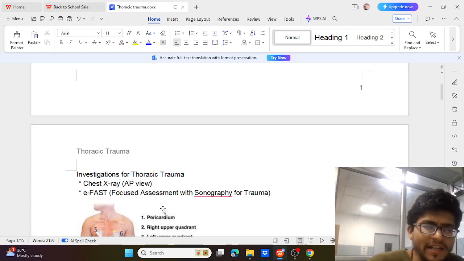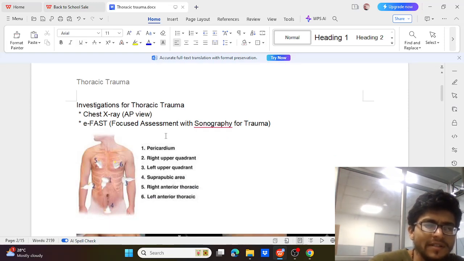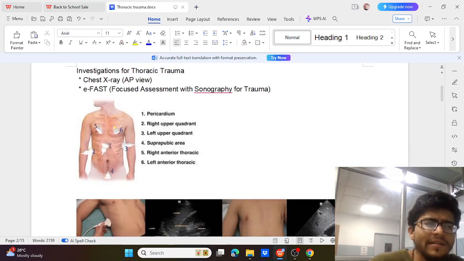So what are the investigations which we do for thoracic trauma? First is the chest x-ray in the anteroposterior view. That will give us a rough idea of hemothorax, pneumothorax, even pericardial effusion. Then secondly we have E-FAST, which will help us in evaluating lungs, heart, and even abdomen for any collection.